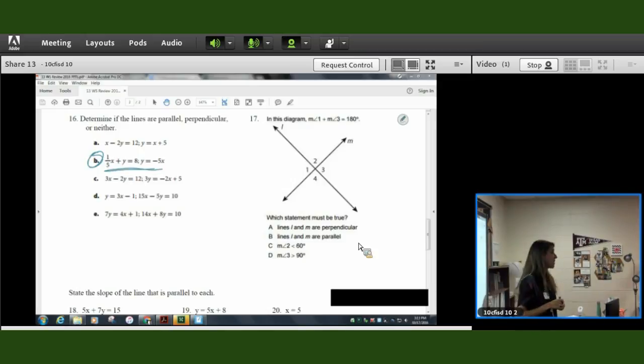Yeah, y equals negative 5x. What's the slope of that line? Negative 5. So let's just document that. I already know your slope. Your slope is negative 5.